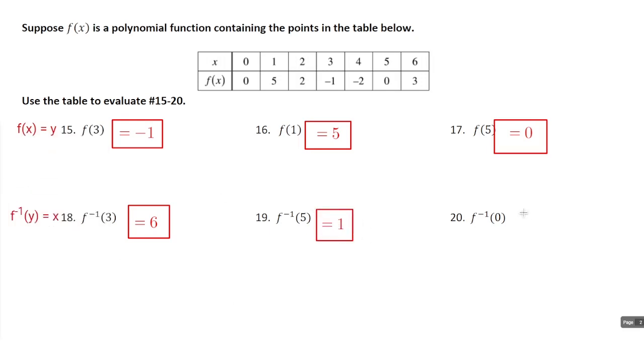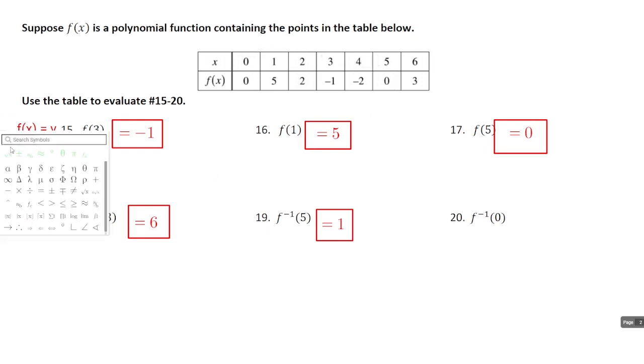And then finally, f inverse of 0, we are actually going to get 2 values here. Notice there are 2 y values that are 0, so the outputs will be either 0 or 5, which tells me that the inverse actually is not a function. So we can say either 0 or 5.